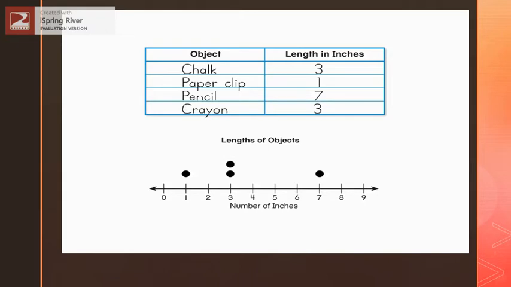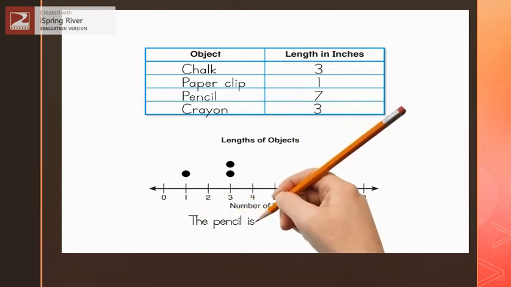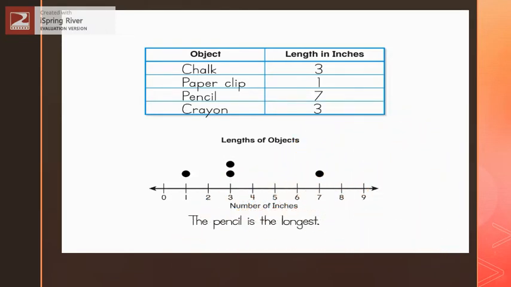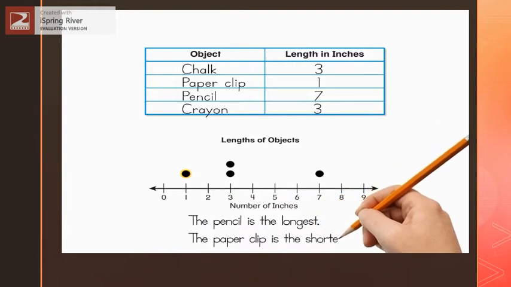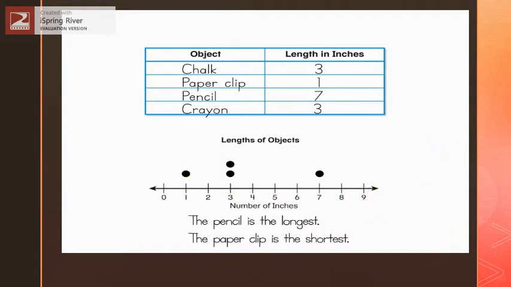Listen for students to further explain that the pencil is the longest object because its measurement is the farthest to the right on the number line. The paperclip is the shortest because its measurement is the farthest to the left. These students understand how to use a line plot to represent and organize the relative lengths of objects. This deepens students' understanding of how data can be displayed and prepares them to make and interpret line plots that show more than 4 measurements.